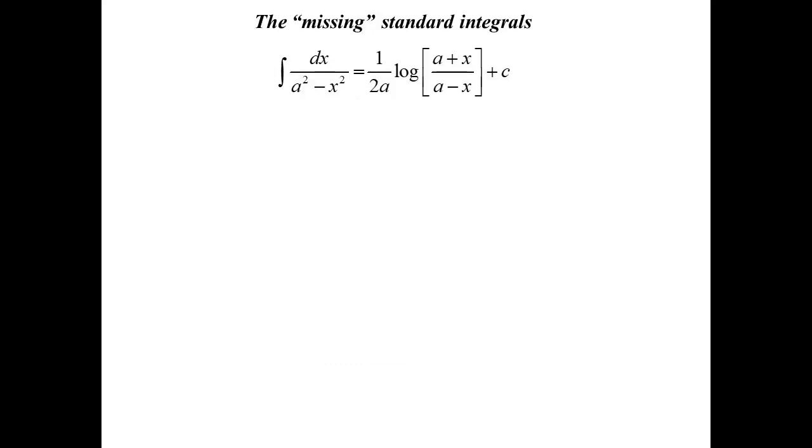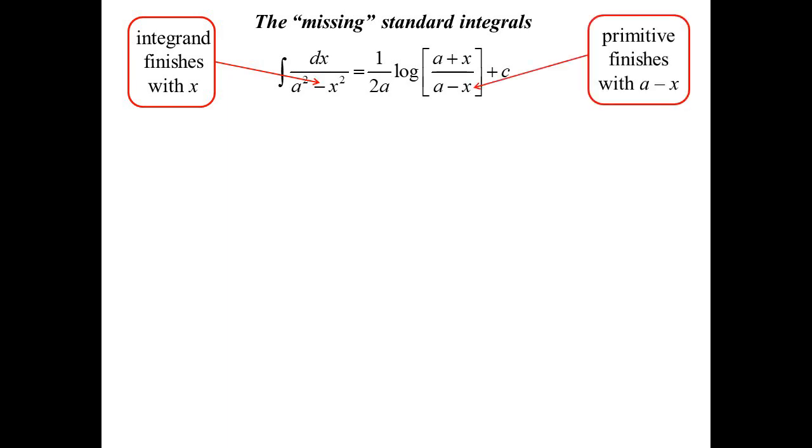So let's have a look at these ones again. I said it's well worth remembering, and they're quite easy to remember. The way I think of it, I know it's 1 on 2a log, but then I have a look. It's a squared minus x squared. So if the integrand finishes with the x, the minus x squared, then the last thing I'm going to write down is the minus x. So if you think about writing, starting with the numerator and writing, well, the last thing I write down then would be the minus x. So a minus x goes on the bottom, therefore a plus x is on the top.